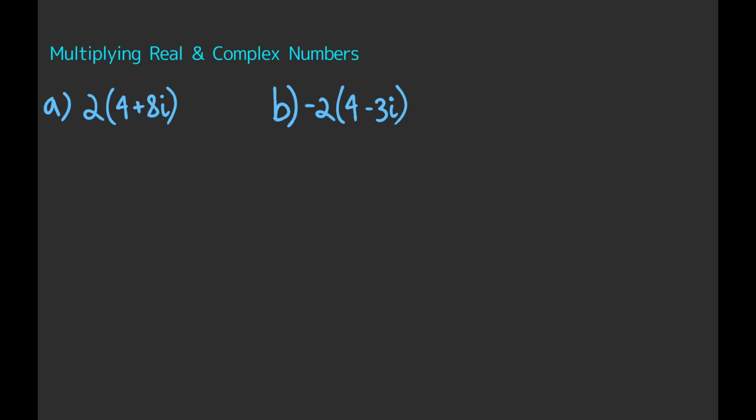Alright, so example A. We're going to start by distributing the 2 to the 4 and the positive 8i. We'll get 8 plus 16i, and that is our final answer. For example B, we're going to distribute the negative 2 to the 4 and negative 3i, and we will get negative 8 plus 6i.